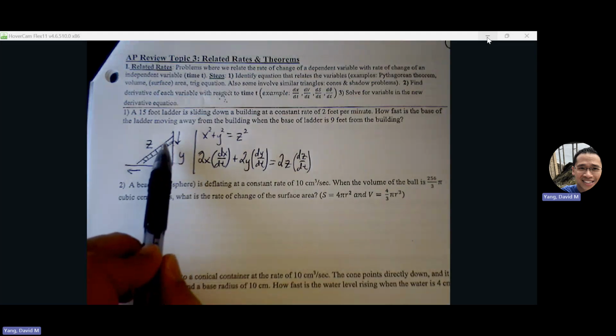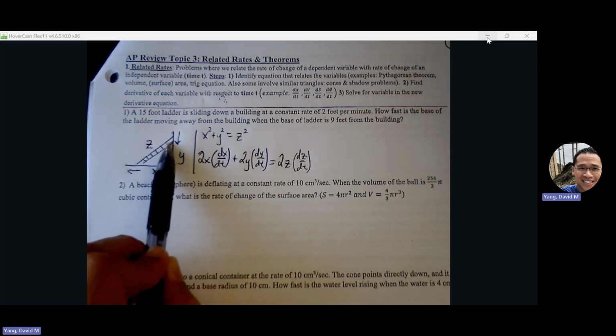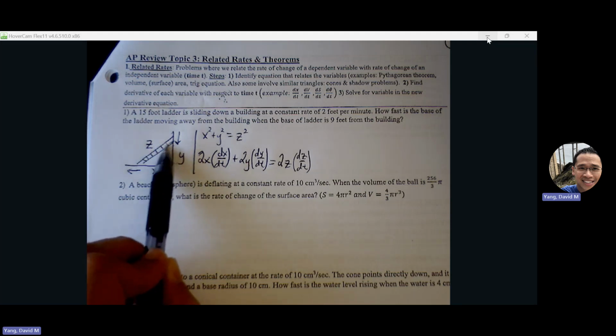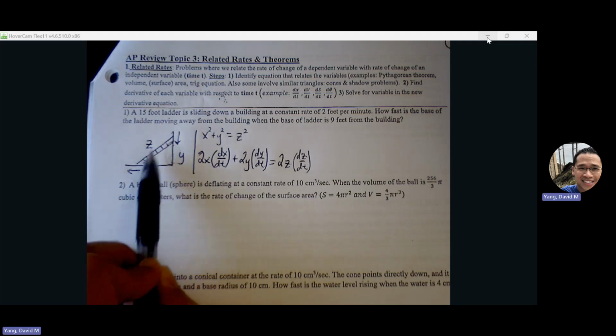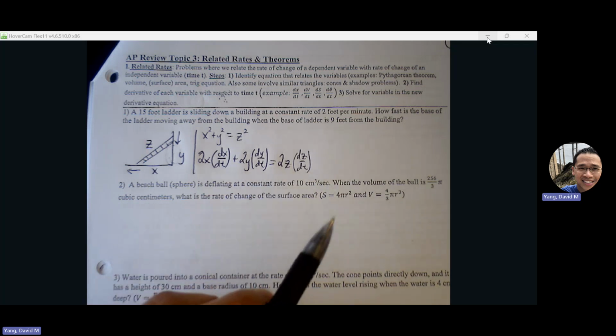What do you expect out of dz/dt? Okay. The ladder is 15 feet at the beginning of the problem. What's the length at the end of the problem? Still 15. So what do you expect out of dz/dt? 0. Yeah, it doesn't change, right? As time passes, it's going to remain statically 15.